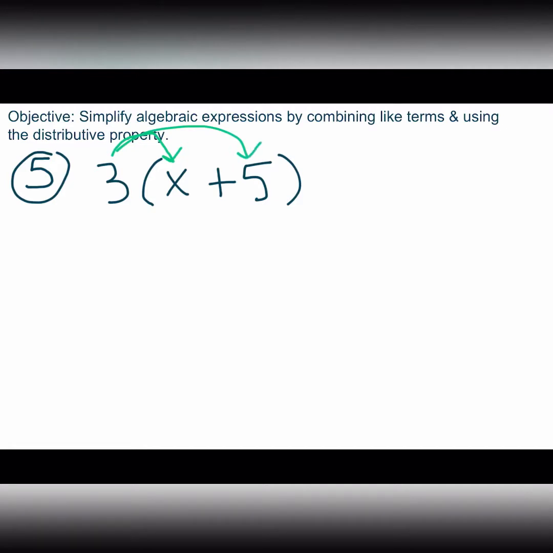So you would do 3 times x, which is 3x, and then 3 times 5, which is 15. So that is our final answer. A lot of students want to add those two numbers together, 3 plus 15 is 18, and make it 18x, but that is not what you do. These are not like terms because the 3 has an x and the 15 is just a constant term, so you just leave it alone and that is your final answer.